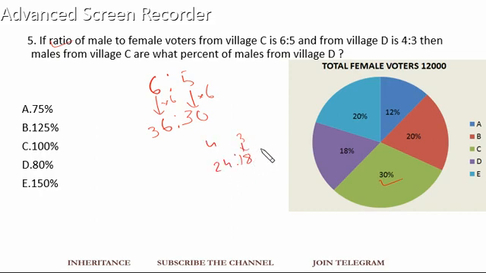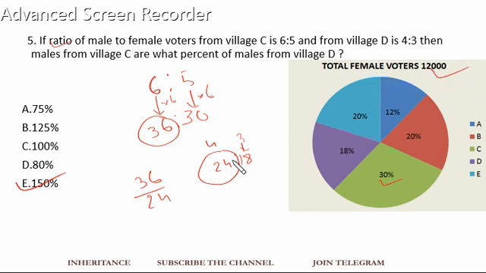Okay. So males from village C are what percent of males from village D? Males from village D are 24, males from village C are 36. So 36 is what percent of 24? It's 150%. See, we didn't use the big value.